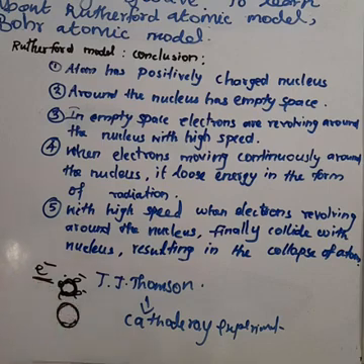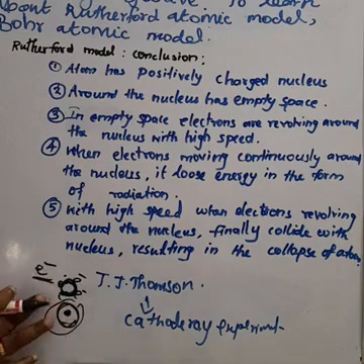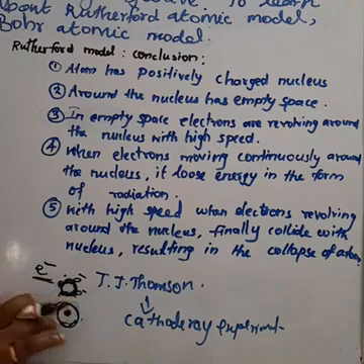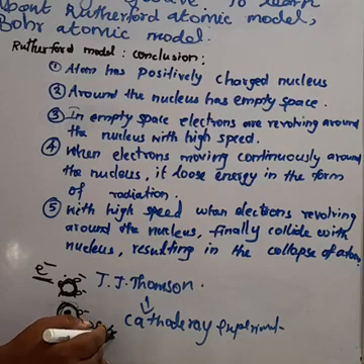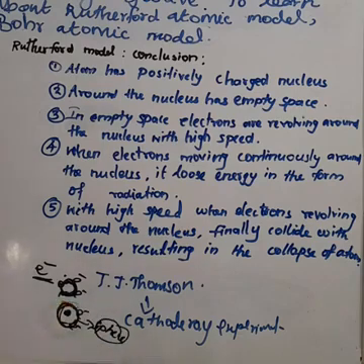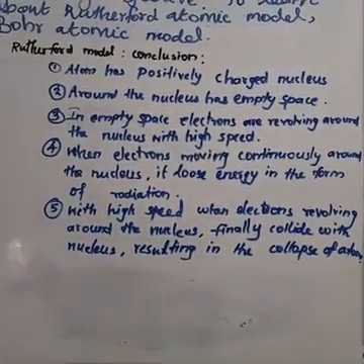He didn't tell about how electrons are filled, or how electrons are revolving around the nucleus. What about orbits? What about orbitals? He didn't tell about that. He only said that the atom has negatively charged particles called electrons and a positively charged sphere. So these are the limitations of the J.J. Thomson experiment.